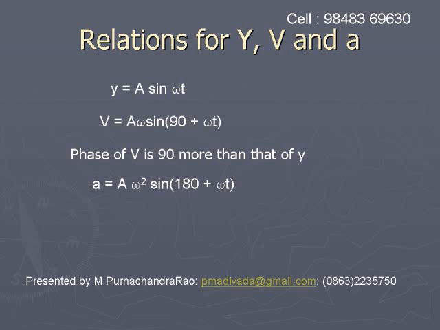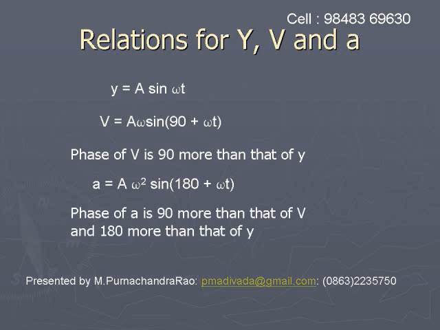So the phase of velocity is 90 more than that of displacement. The phase of acceleration is 90 more than that of velocity, or 180 more than that of displacement. The same thing can be understood from the graphs.